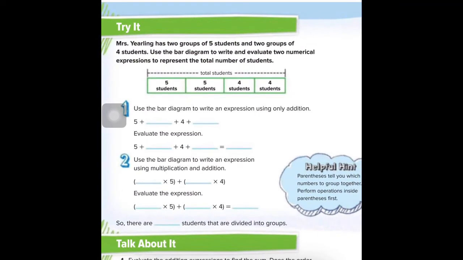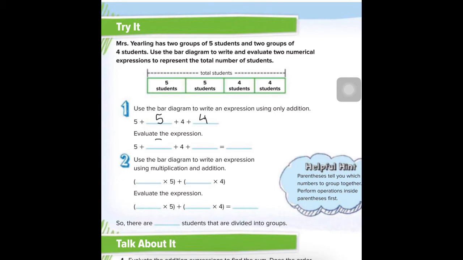Mrs. Yearling has two groups of 5 students and two groups of 4 students. And here she has it shown, 2 groups of 5, 2 groups of 4. Use the bar diagram to write and evaluate two numerical expressions to represent the total number of students. So we can say 5 plus 5, because there's 2 groups of 5, and 4 plus 4. There, we have all the numbers that were talked about.